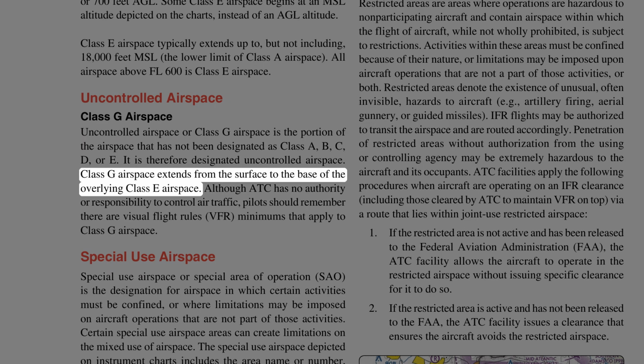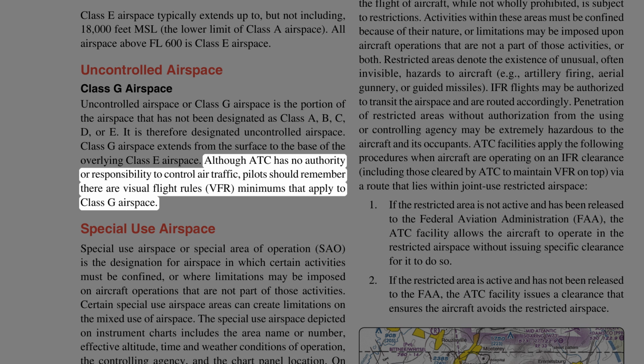Class G airspace extends from the surface to the base of the overlying Class E airspace. Although ATC has no authority or responsibility to control air traffic, pilots should remember there are visual flight rules, VFR, minimums that apply to Class G airspace.